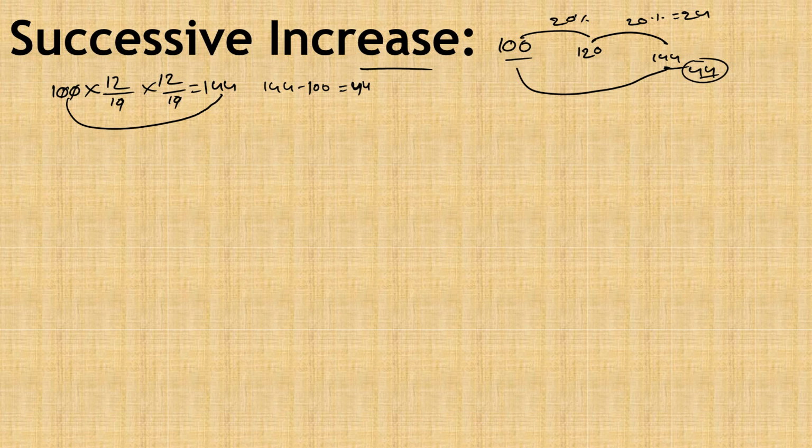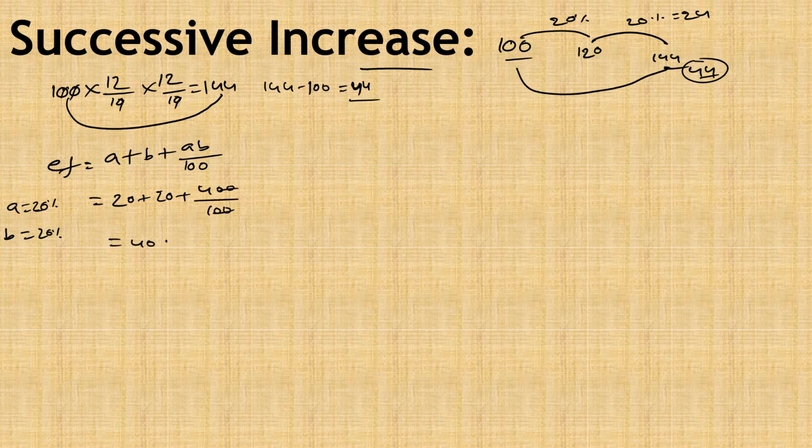If you want to know only the effective change in the number, we can do it with the formula. Effective change is a plus b plus ab by 100. A is first increased by 20%, again increased by 20%. A is 20 and b is 20. A into b, 20 20s are 400 divided by 100. Two zeros get cancelled. 20 plus 20, 40. 40 plus 4 is equal to 44, the effective change.